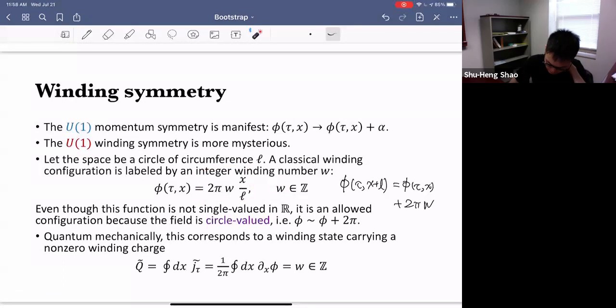Quantum mechanically, this classical configuration corresponds to a winding state carrying a non-zero winding charge. What is the winding charge? You take the Noether current, the time component of it, and you integrate it in space. The time component is given by this, and that just measures the number of times this winding configuration wraps around in space.